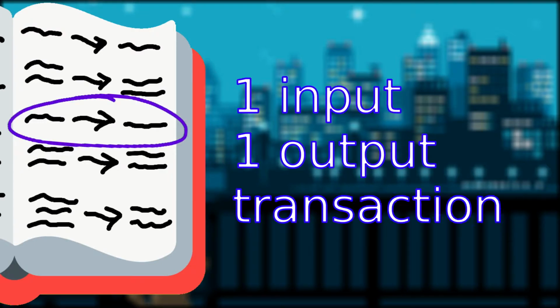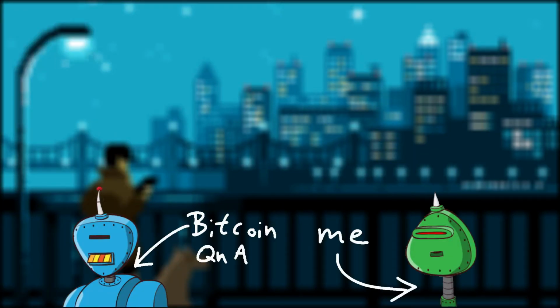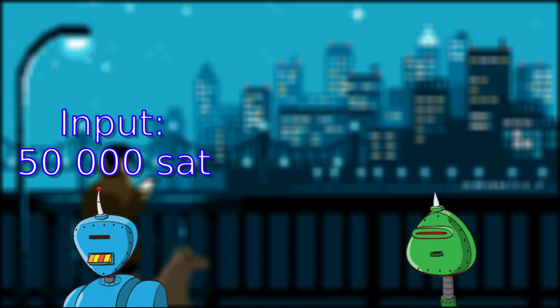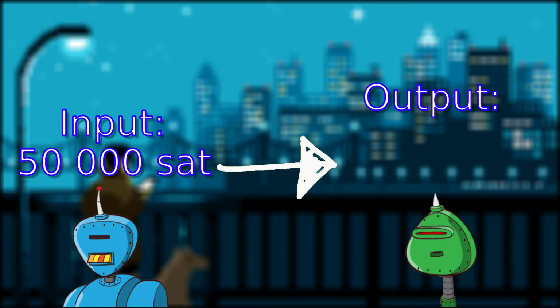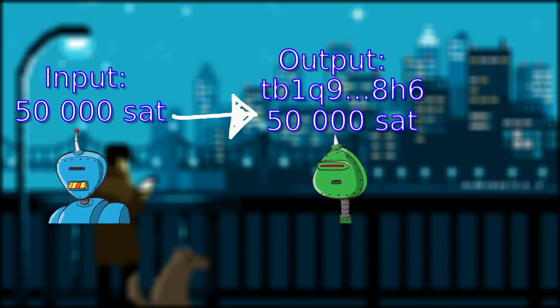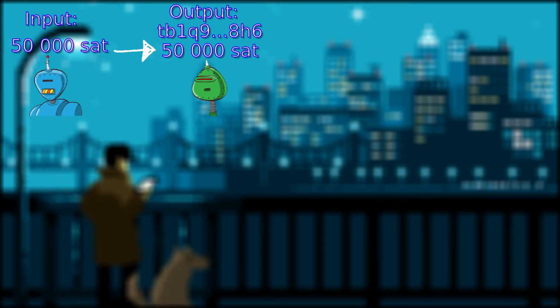A one input, one output transaction. Let's say Bitcoin Q&A here is sending me 50k satoshis. In the transaction input side, he will put the amount, which is 50,000 satoshis, and on the output side, he will put my address and the amount for me to receive. And that's basically it. Here is another example.